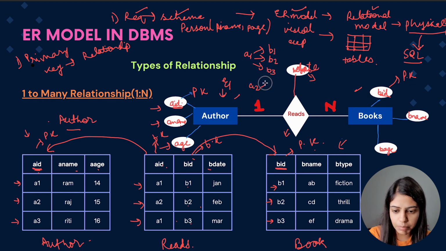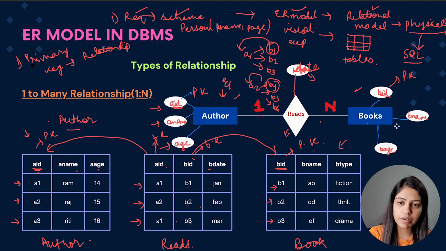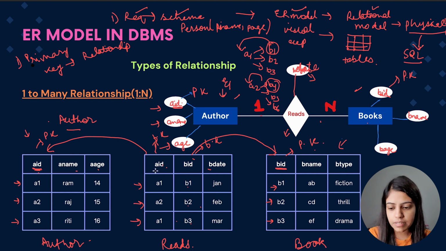Now author 2 can publish B4, B5, B6. So one author can publish many books, but one book is published by only a single author. So if there is B4, it is published only by A2. If there is B1, it is published only by A1. So one author can publish many books, but one book is published by only one author. So what happens is that author ID is something which can be repetitive, like author 1 can publish B1 book, author 1 can again publish B3 book, author 2 can publish B2 book.